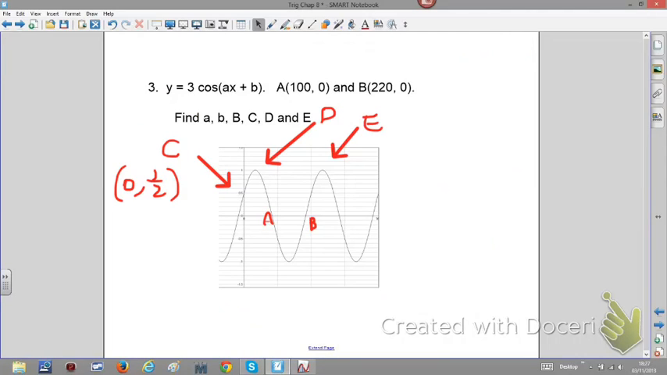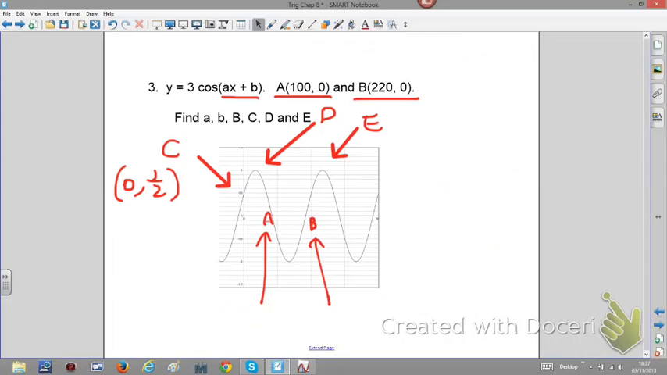The last question I'd like you to look at is this one here. It's y is 3 cos (ax plus b), and you're given that point A, which is the first intersection with the x-axis, is 100, 0. B, which is the second intersection, is 220, 0. So you might want to think about the gap and in terms of the period of the curve, and that might help you to think about what's inside the bracket here.